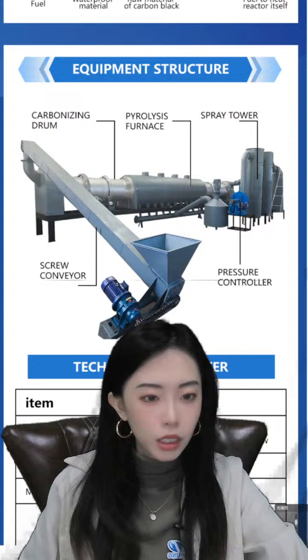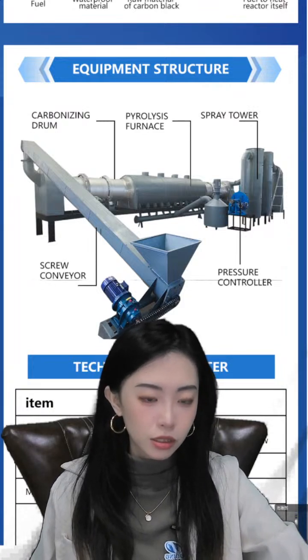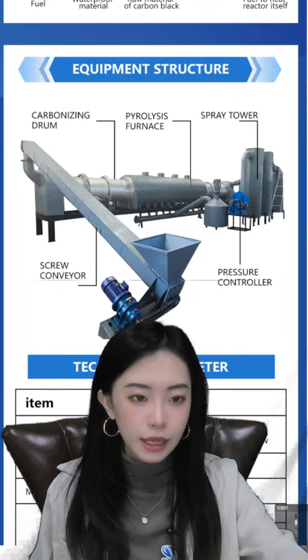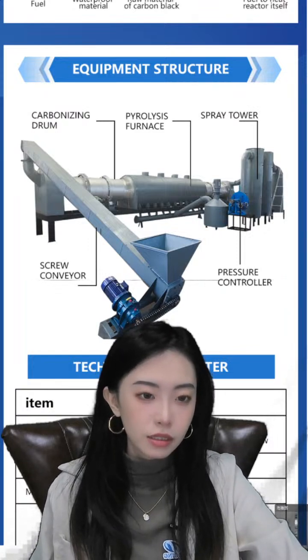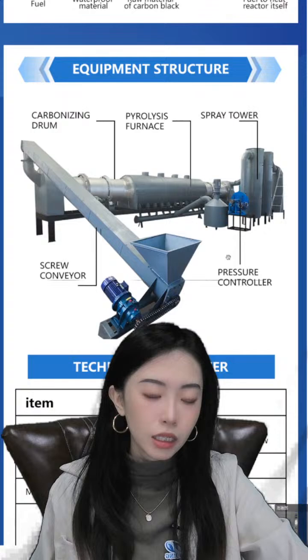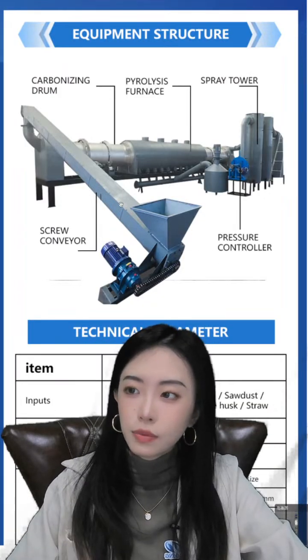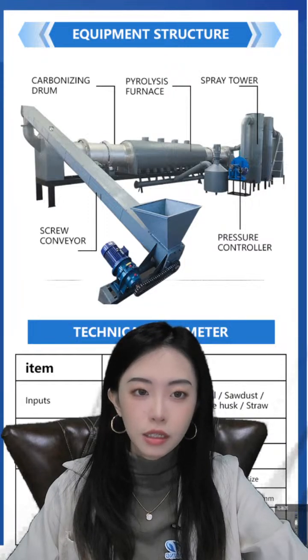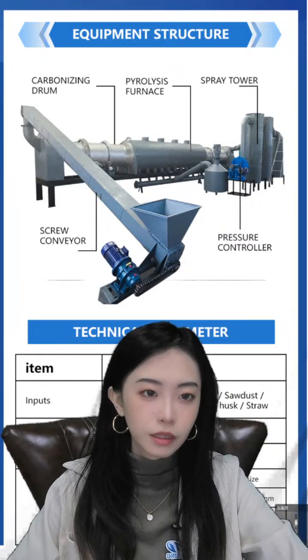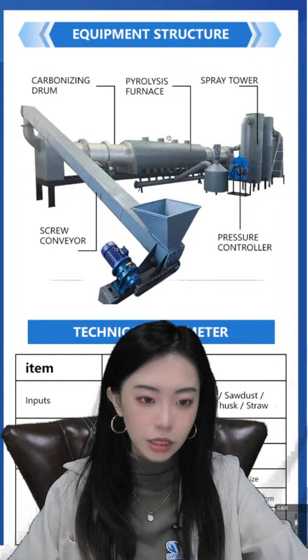But if your material has a large capacity and the moisture is higher than 10% or 15%, we suggest that it's necessary for you to have a dry machine, just to lower the water content. And then we go through this conveyor to this carbonization drum. And then this is the pyrolysis furnace to have this reaction.